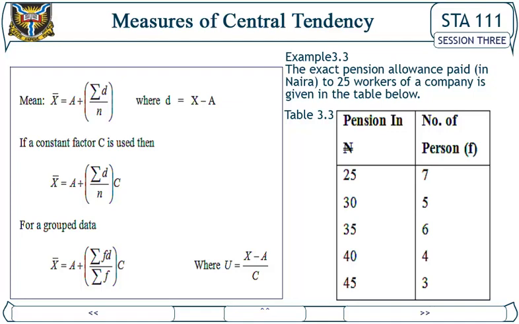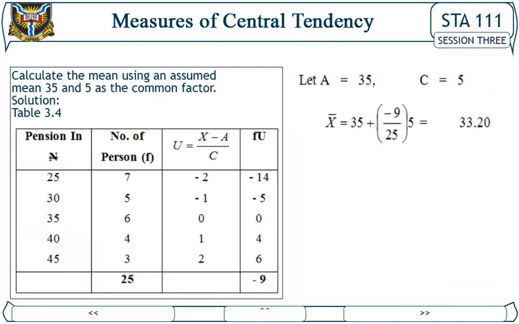The exact pension allowance paid in naira to 25 workers of a company is given in the table below. Calculate the mean using an assumed mean of 35 and 5 as a common factor. Solution: let a equal 35, c equal 5. Mean equals 35 plus minus 9 over 25 in brackets times 5 equals 33.20.